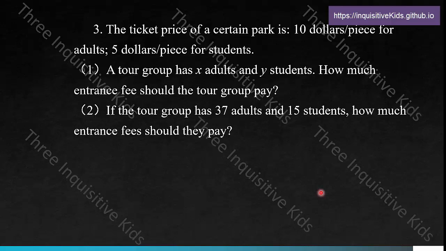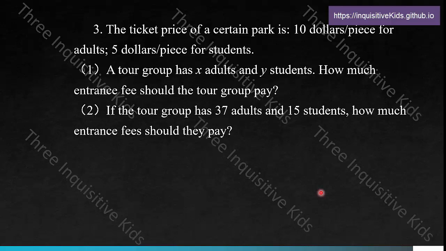3. The ticket price of a certain park is $10 per piece for adults and $5 per piece for students. 1. A tour group has x adults and y students. How much entrance fee should the tour group pay? 2. If the tour group has 37 adults and 15 students, how much should they spend on entrance fees? So pause the video and then see if you can solve these 2 small problems by yourself. And then after, you can unpause to check your work.